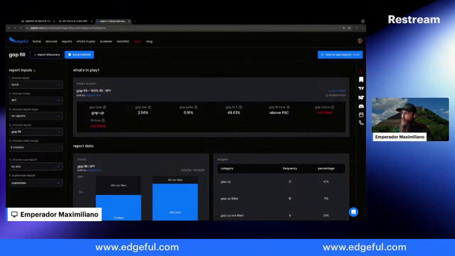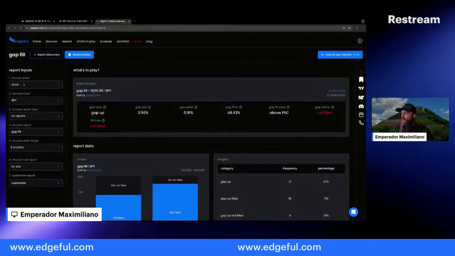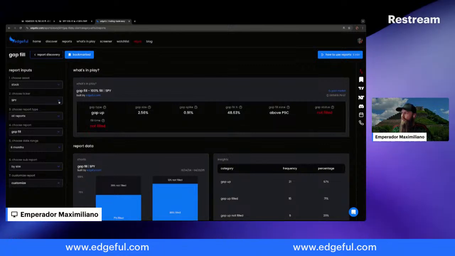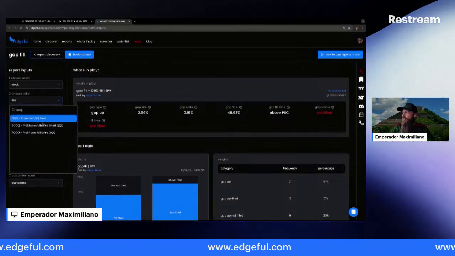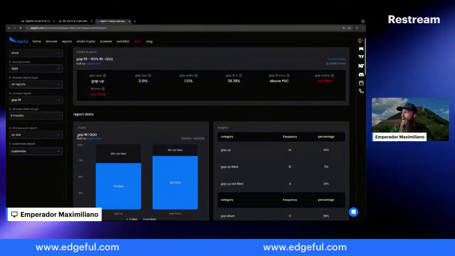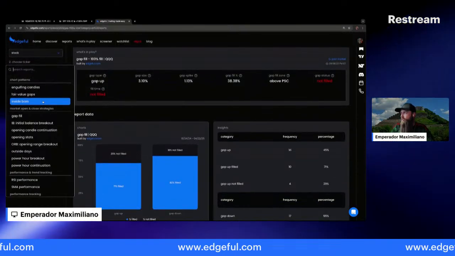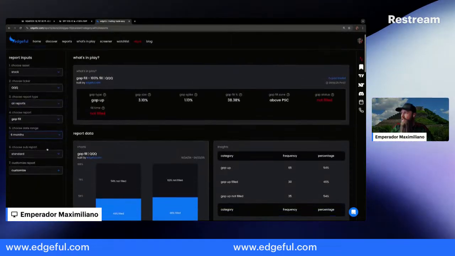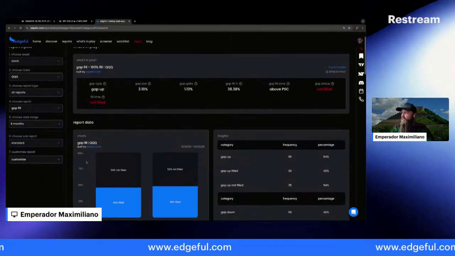This is the gap fill report. So if you go to your reports, I'm on SPY right here. Actually, no, we're going to start out with QQQ because that's going to be the sequence of this trade. You can choose report, just go to gap fill. I use 6 months of data, and right now this is just the standard gap fill.